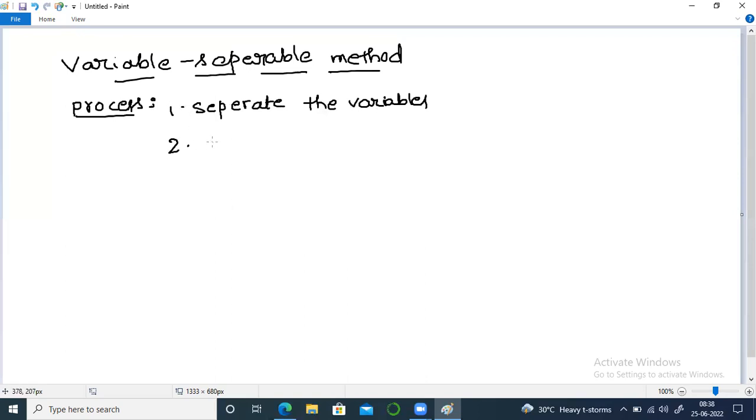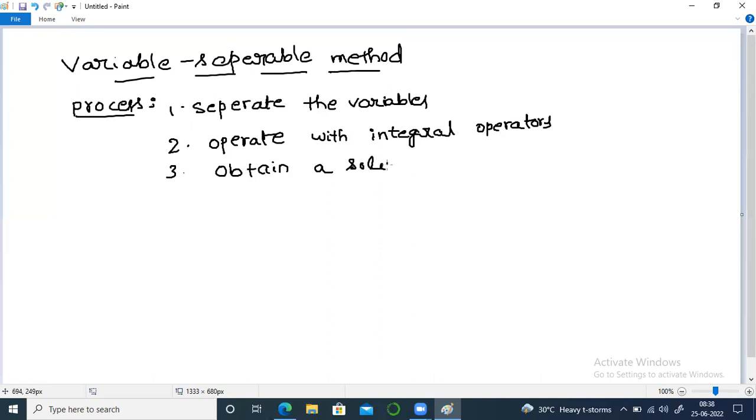Then we have to operate with the integral operator. We will see why we need to do that. Operate with integral operators. Then finally you will obtain a solution. These are the steps to do in this variable separable method.